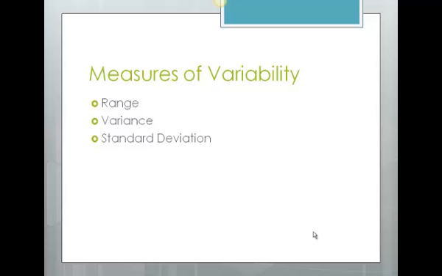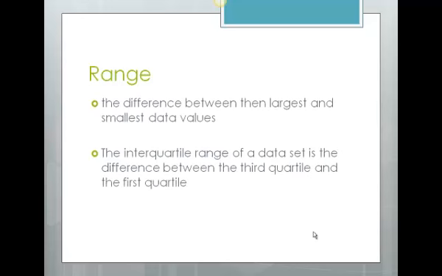Measures of variability. We have the first one, the easiest one, range. So smallest to largest, largest to smallest, and the difference between them. Variance, which is a measure of the distance from the mean, and standard deviation, which is the square root of the variance. So range is the difference between the largest and smallest values. The interquartile range is the difference between the third quartile of your data and the first quartile of your data. Quite conveniently, we just learned to calculate quartiles, so that should make that relatively easy.